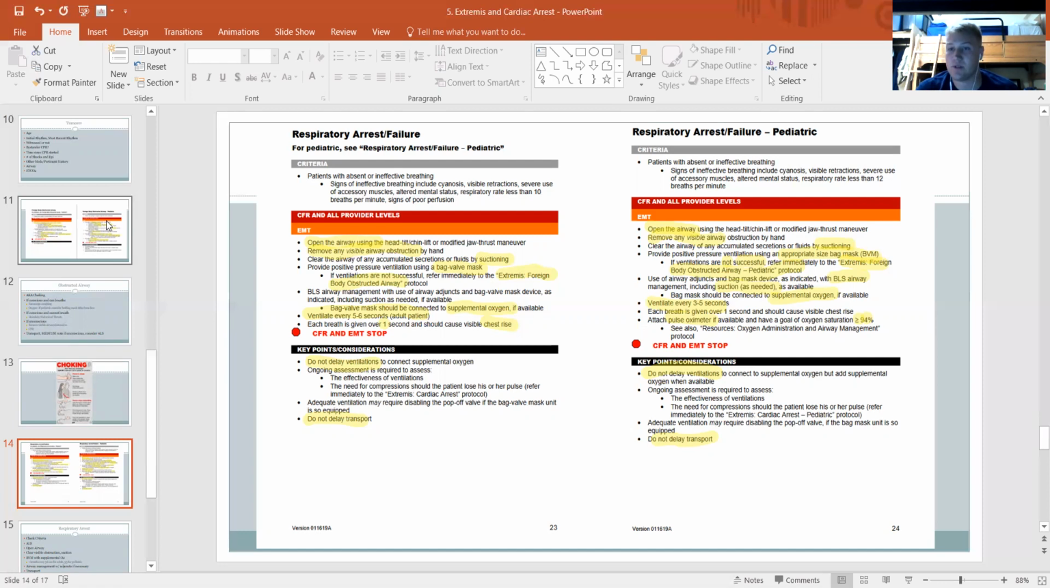You can then attach a pulse oximeter, and you should have a goal of an oxygen saturation of greater than or equal to 94%. Again, do not delay ventilations to connect supplemental oxygen. Continue with your ongoing assessment of the effectiveness of the ventilations and the need for compressions should the patient lose their pulse. And then make sure adequate ventilation is occurring. And then again, rapid transport and make a MedCom note and possibly request ALS, because they can provide a more advanced airway that may help, or just additional assistance.